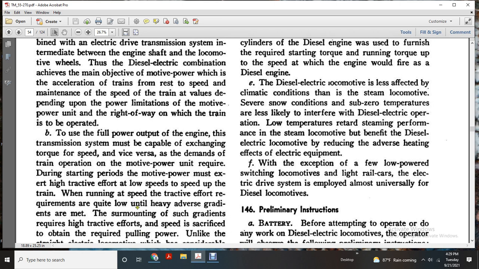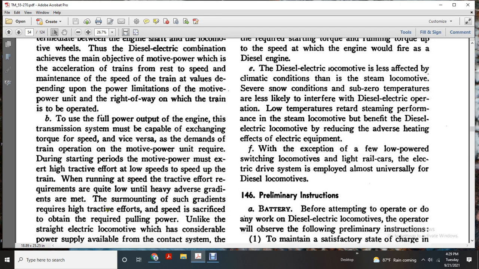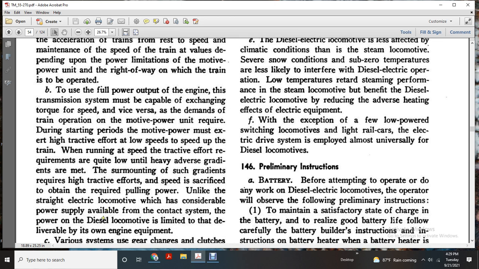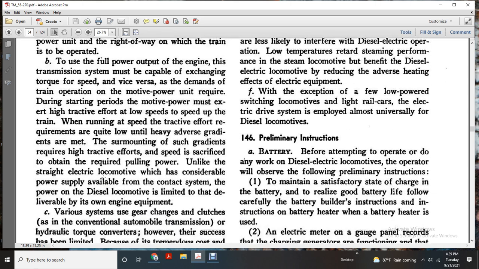Now, to start the train, the motive power must accept high tractive effort at low speed to speed up the train. At running speed the tractive effort requirement is quite low. Heavy grades are met with a certain amount of gradient that requires high tractive effort, with speed sacrificed, and often the same pulling power is required. Unlike straight electrical locomotives, which have considerable power supply available, the power of the diesel electric is limited and deliverable only by its own engine equipment.